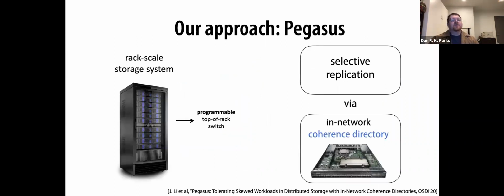So our approach, called Pegasus, is to build a rack scale storage system that's designed to tolerate skewed workloads by using selective replication with an in-network coherence directory approach that lets us rebalance the load without sacrificing consistency.